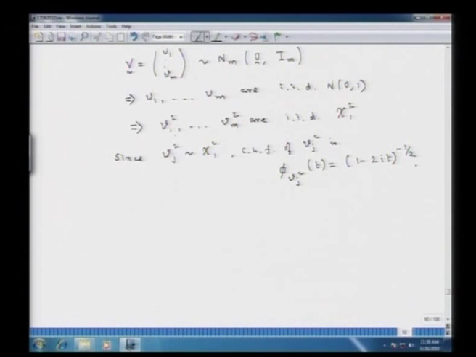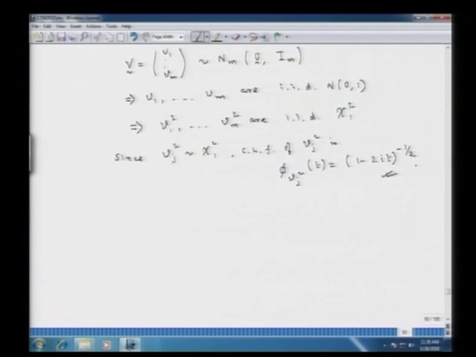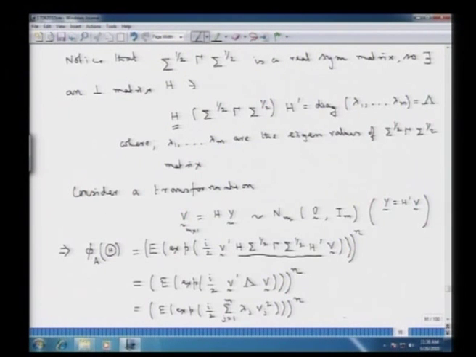Now, each of these V1 square, V2 square, Vm square have the same characteristic function because they are IID, central chi-square on 1 degrees of freedom random variates, and hence the characteristic function is going to be the same. So, we will use this characteristic function of the central chi-square distribution and just plug in the values here in order to get to the final form of the Wishart distribution that we will see in the next lecture. Thank you.